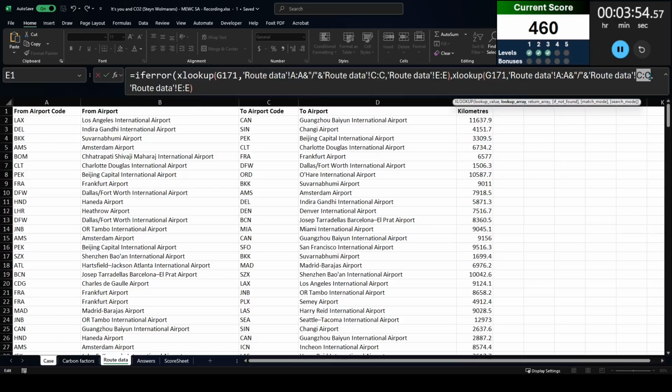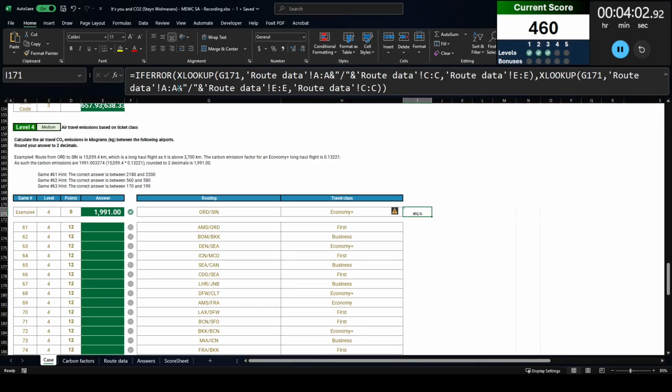Now, once again, I need to concatenate the text to determine not only whether it's long, medium, or short haul, but also include the travel class into that concatenation. That's going to be a pretty straightforward insertion into my formula, and then I can use that, find the CO2 factor, multiply it by the distance to get the answers for this level.